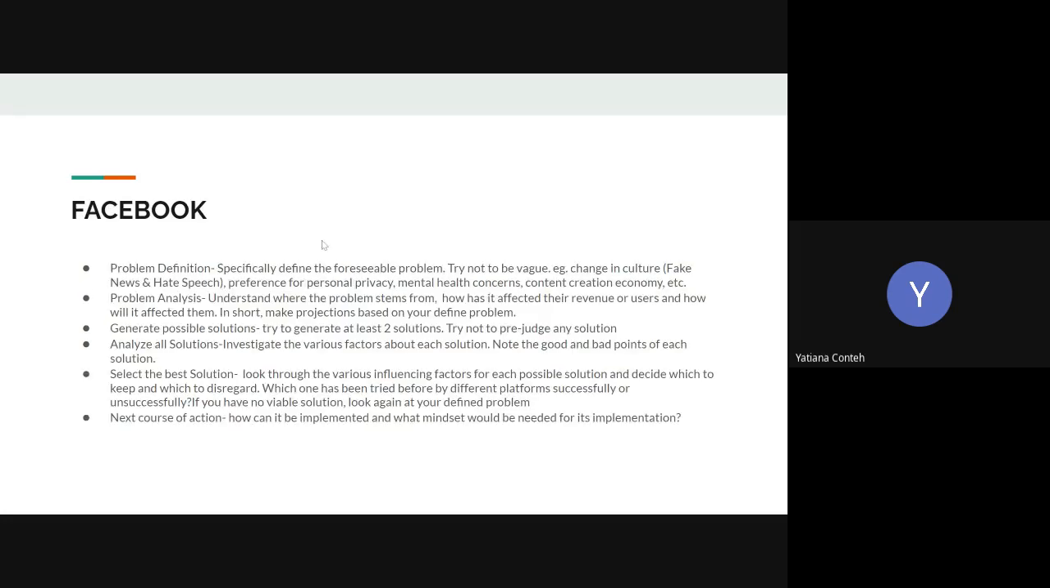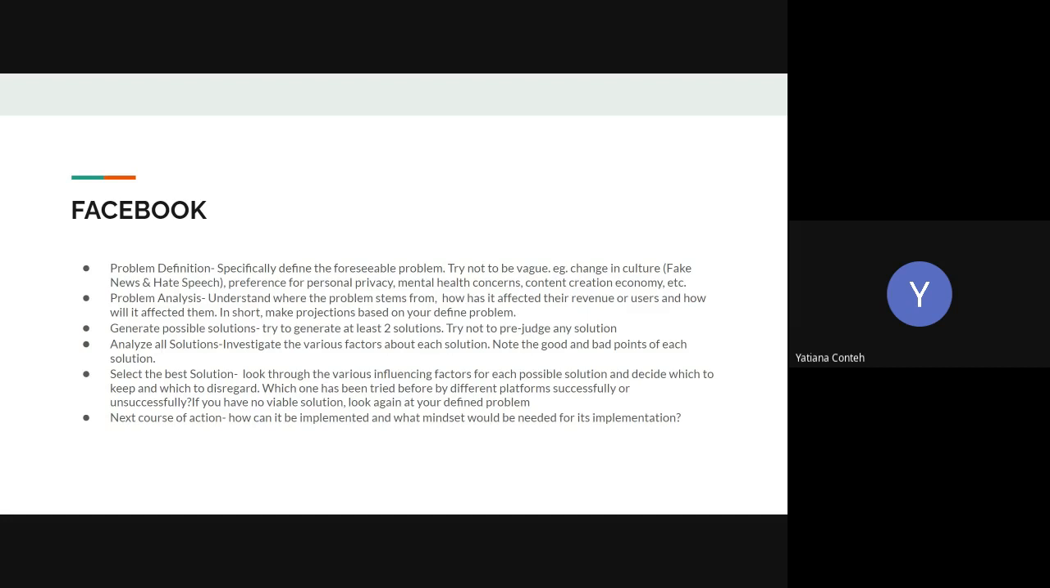Now, another portion of the assignment needs you to look at Facebook, with regards to today's landscape. And then you try to anticipate a problem that Facebook might face in the future, and then you try to find a solution to the said problem. So the first step that you need to do is problem definition. What is the problem? Okay, specifically define the foreseeable problem. Do not be vague.